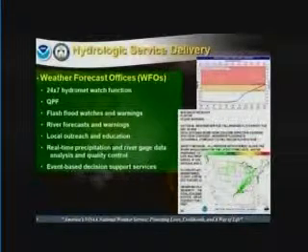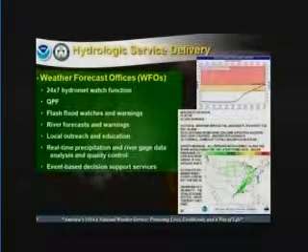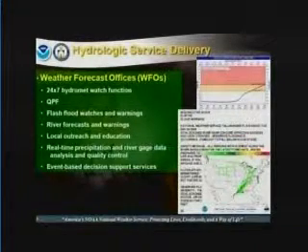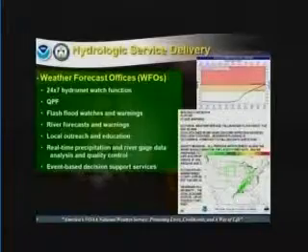They produce and issue the flash flood watches and warnings, and are the retailer, again, for the river forecasts and warnings. And very importantly, they provide the local outreach and education.